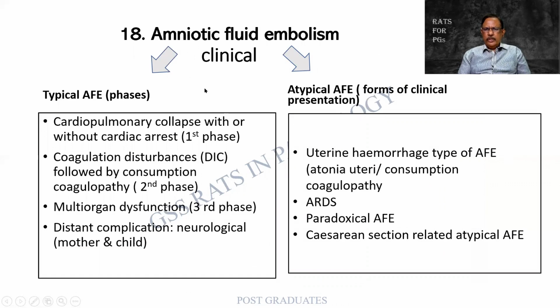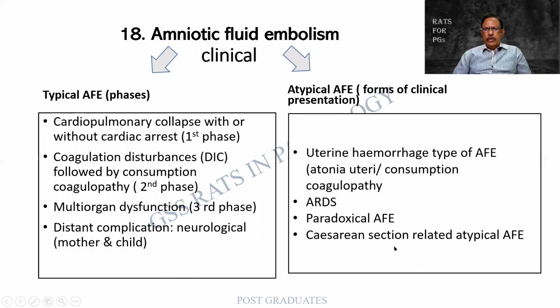Amniotic fluid embolism, the answer is not complete. There are two phases of it, a typical phase and an atypical phase of presentation. Typical one, that can be the cardiopulmonary collapse, there can be the coagulation disorder, multi-organ dysfunction. There can be distant complications such as neurological, both to the mother and child. This is typical. Atypical can be uterine hemorrhage, atony, consumption coagulopathy, ARDS, paradoxical amniotic fluid embolism, cesarean section related AFE. So these are the two things.